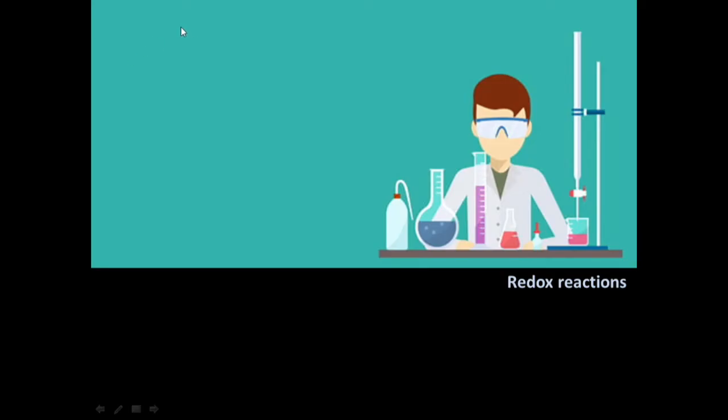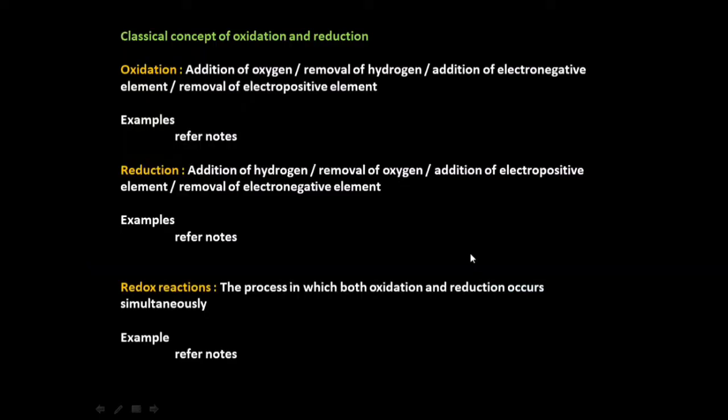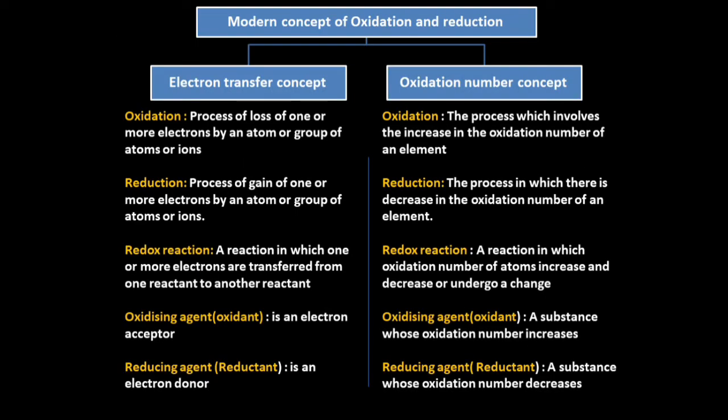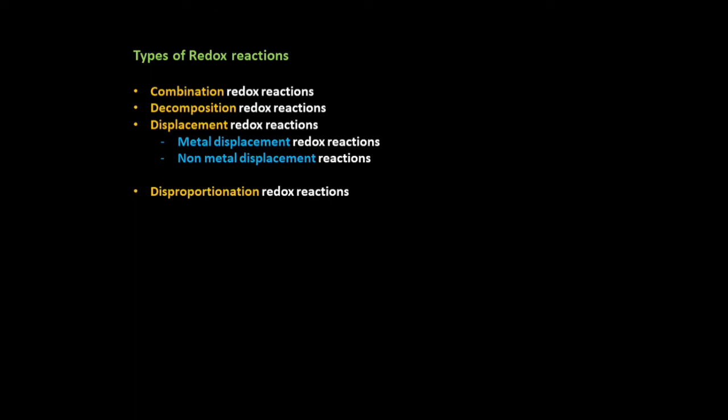So, hello everyone, welcome. In the last class we discussed the classical concept of oxidation and reduction, and we also discussed the modern concept of oxidation and reduction. By these two concepts, we understood how to define oxidation, how to define reduction, and what an oxidizing agent and a reducing agent are. Then we also discussed how we can calculate the oxidation state of an element in a molecule.